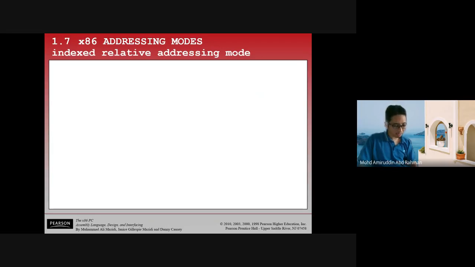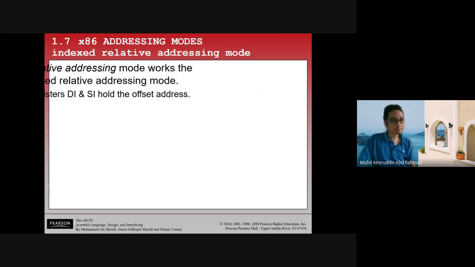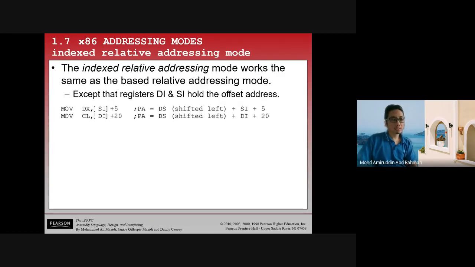We also have the index relative addressing mode. This is the sixth one. The index relative addressing mode works the same as the base relative addressing mode, except that the registers DI and SI hold the offset address. For example, SI plus 5 is similar to the previous relative addressing mode, except that DI and SI, the destination index and source index registers, hold the offset address.